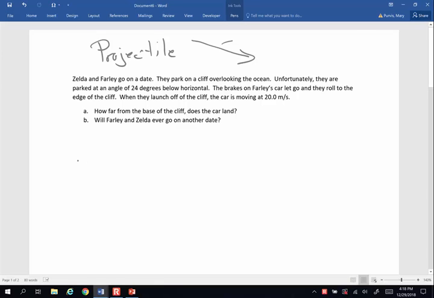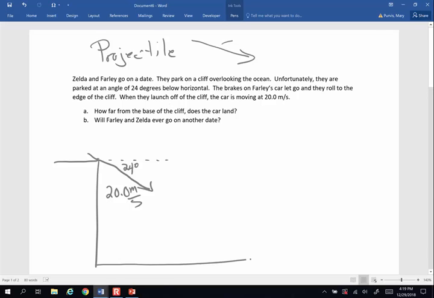Okay, here's the situation. There is the cliff face here. And when this car rolls off the cliff, it is going at 20 meters per second, and it is at an angle of 24 degrees below horizontal. And the question is, how far do they go before the car hits the water?